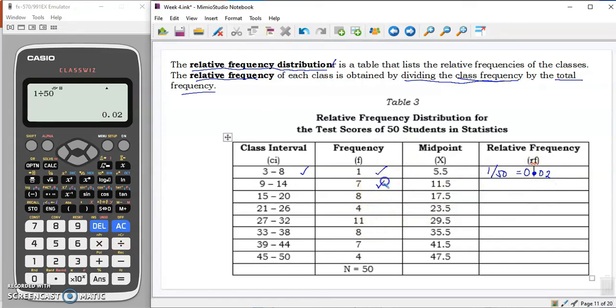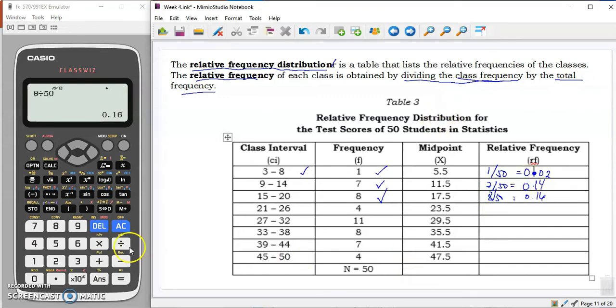We do it for the rest of the items. Same thing. For the second class interval, we have 7 divided by 50. Equals 7 over 50. Click on SD, 0.14. This time let's have 8, because the third class interval has a frequency of 8. 8 divided by 50 will give us 4 over 25 or 0.16. So this is 8 over 50 or 0.16.